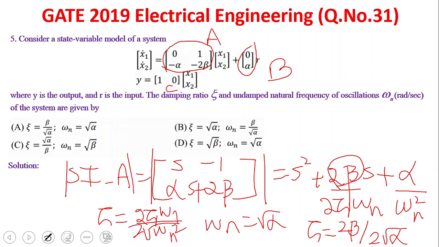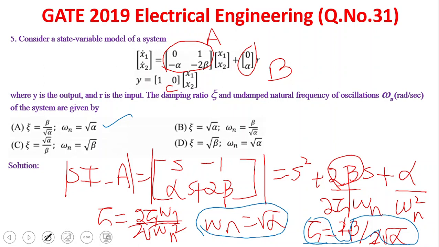What is the root of omega n square? Omega n is root alpha. Therefore this 2 cancels, and the solution is omega n equal to root alpha. Then zeta is equal to beta by root alpha. So zeta equals beta by root alpha and omega n is root alpha. Therefore, option A is the correct option. So you have to write option A.